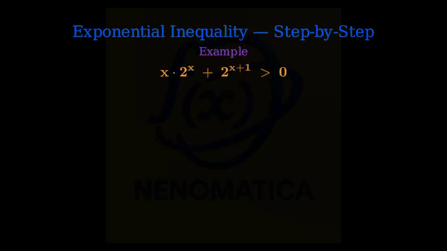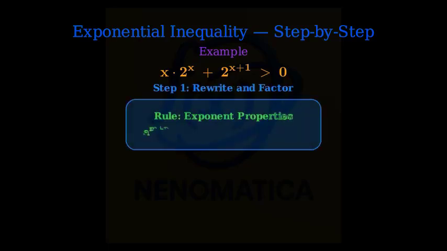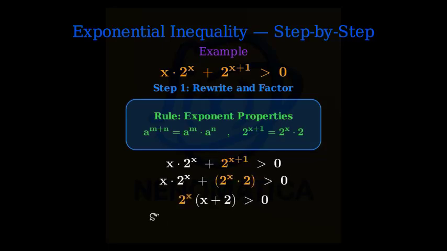In this lesson, we solve an exponential inequality step by step, exactly following the shown algorithm. First, we display the word example, then the problem in bold orange math. Step 1. We rewrite 2 to the x plus 1 as 2 to the x times 2, then factor out 2 to the x.